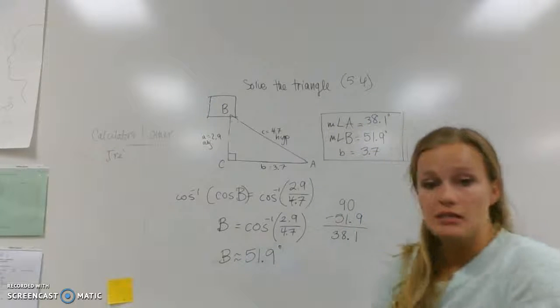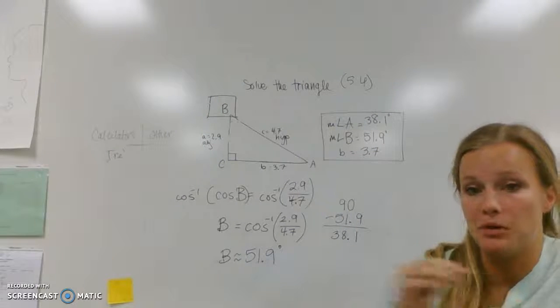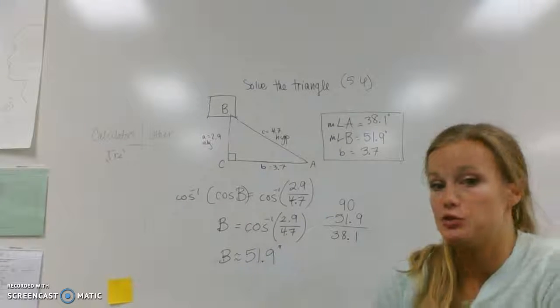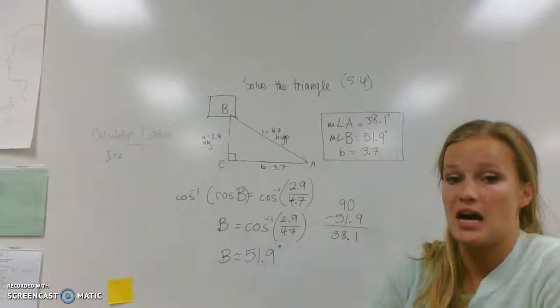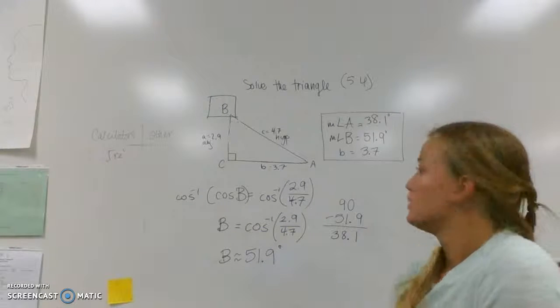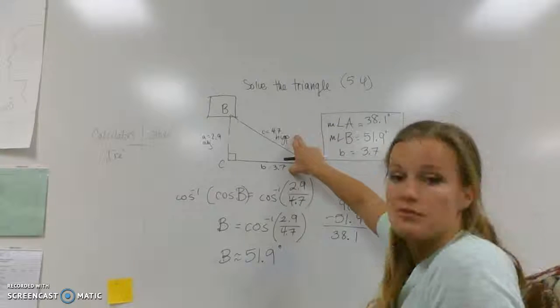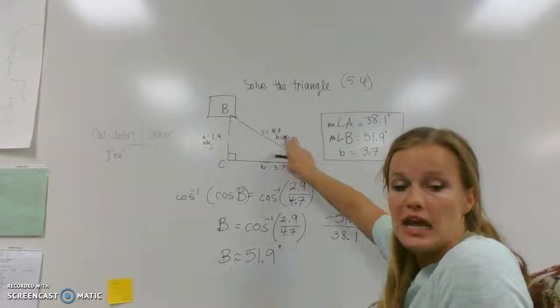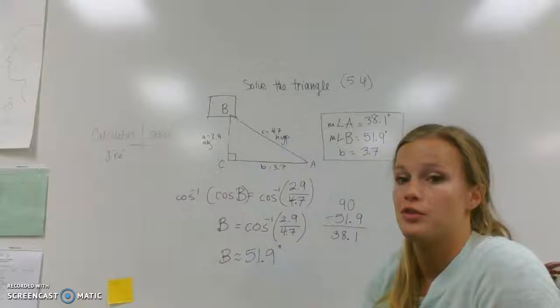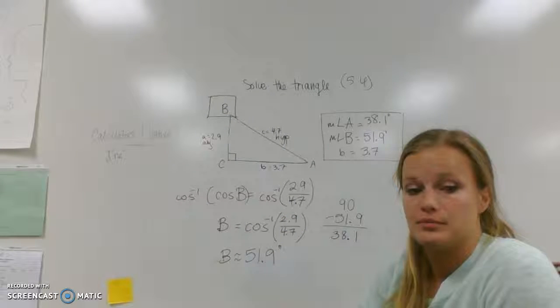Now again, it doesn't matter if you solve for angle B or for angle A first. It's arbitrary. It doesn't matter if you choose cosine or if you choose sine or tangent. You just have to make sure that you choose the two pieces of information that you want to use and then choose the trig ratio that is right for those relationships.